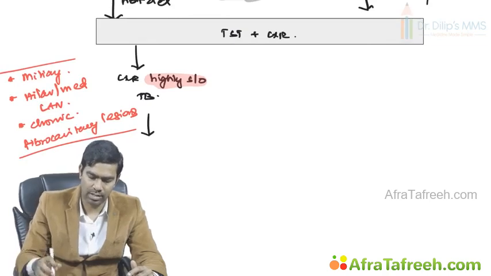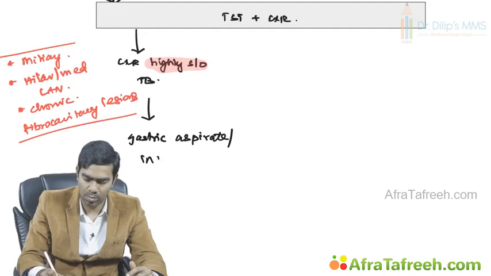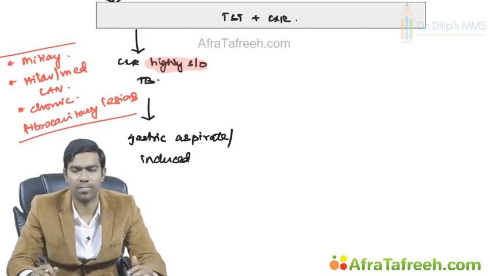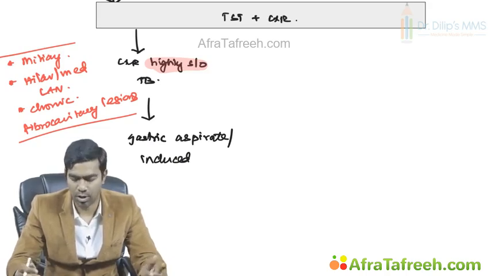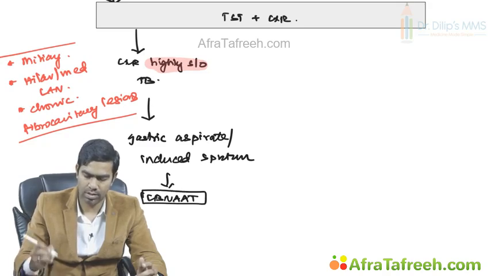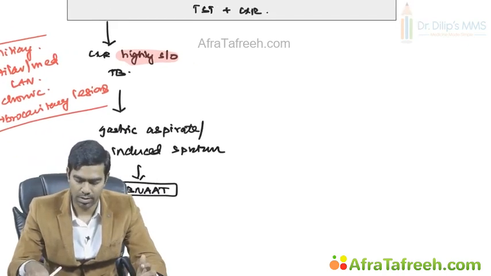If that is the case, then these patients may be subjected to gastric aspirate or induced sputum. Normally, we induce sputum with certain mucolytic agents, like 3% hypertonic saline, or N-acetylcysteine, that is Mucomist nebulization. All these things you can give, and you can do an induced sputum. And this you can subject to GeneXpert once again. Clear? Either the gastric aspirate or the induced sputum can be subjected to GeneXpert.